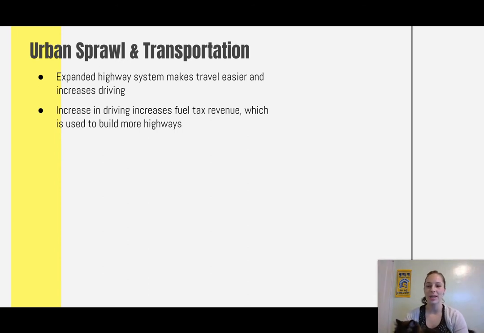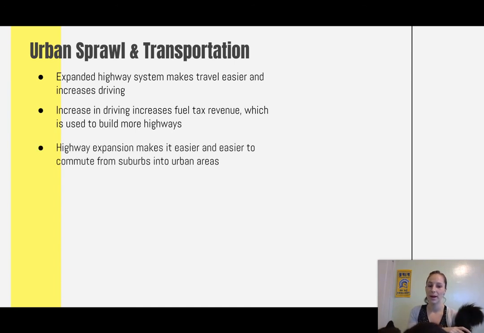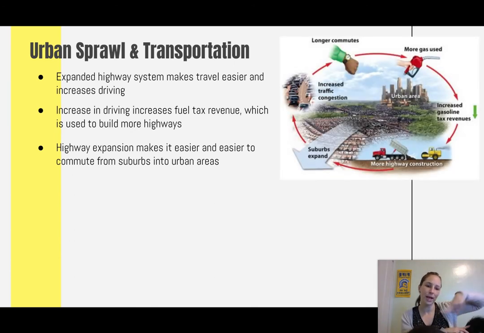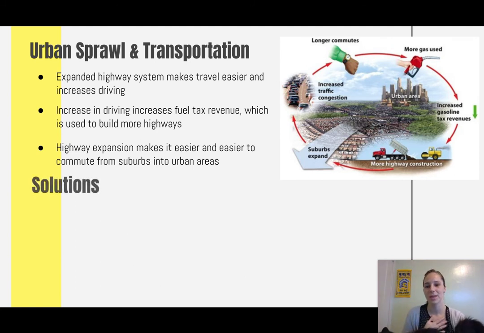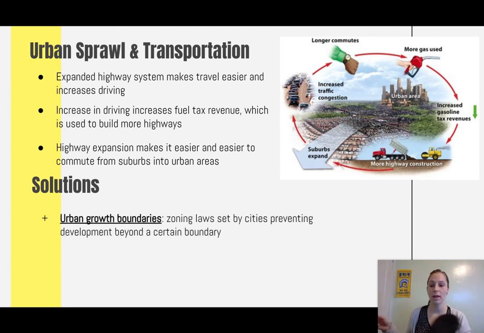You're going to have an increase in this fuel tax revenue, and fuel tax revenue is used to build more highways. So we're going to have more highways being made, which is going to make it easier and easier to commute from the suburbs into the urban areas, which means more people are going to keep moving out to the suburbs. And once again, we got this positive feedback loop going of this urban sprawl, but also of more cars, which use fossil fuels, which goes back to our carbon dioxide and our carbon cycle with more greenhouse gases in the atmosphere. Now, here's some solutions to urban sprawl and transportation.